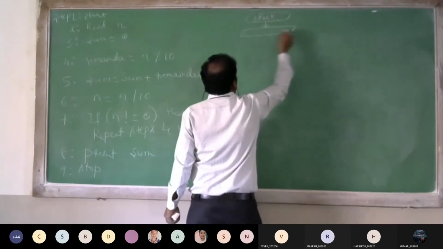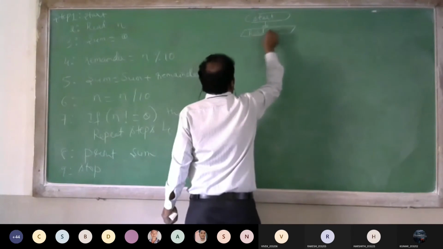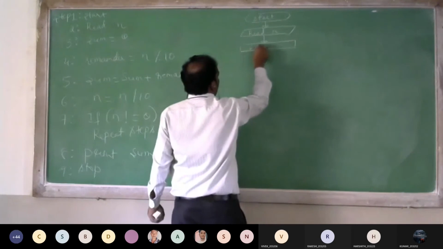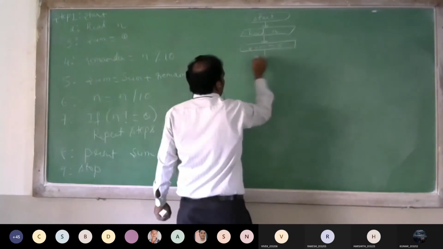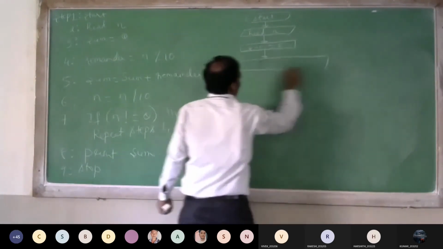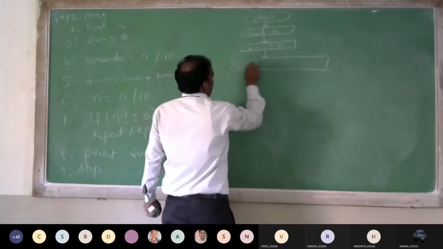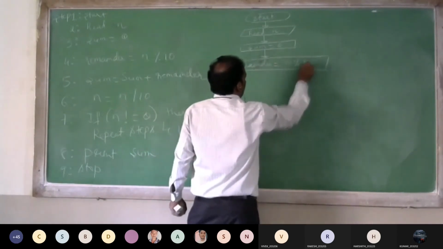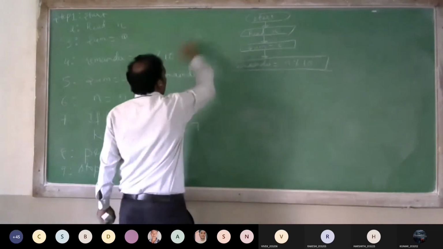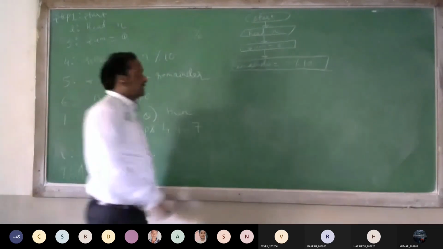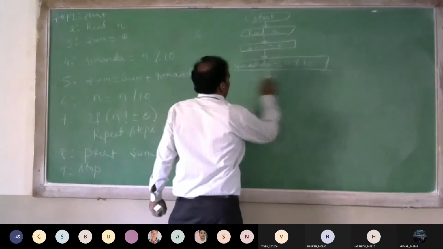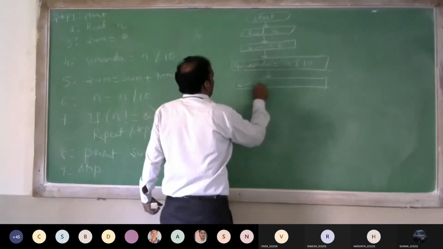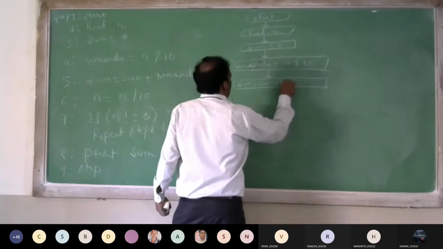So we input the number. The number is, read n. Then we initialize sum as 0. Sum will always be 0. Then we will find the remainder. Remainder is equal to n modulus 10. This percentage symbol is nothing but remainder, modulus. Once we get the remainder, then add that remainder to sum. Sum is equal to sum plus remainder.